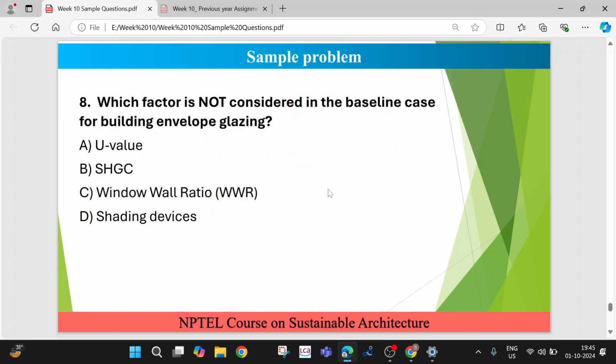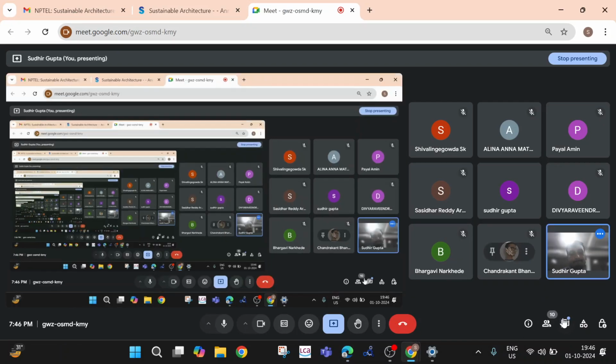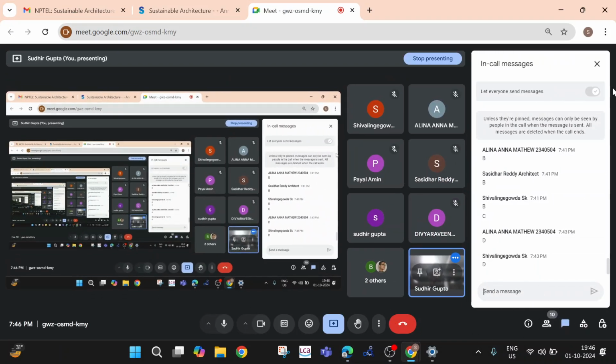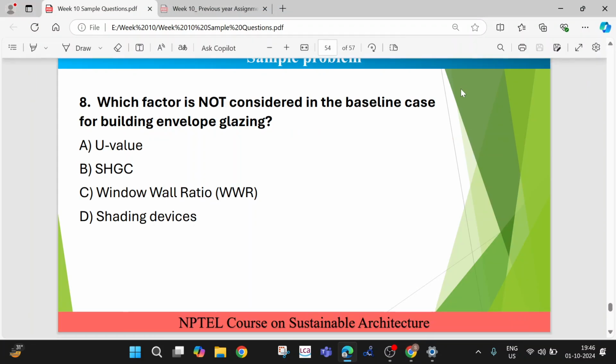Okay. Which factor is not considered in the baseline case for building envelope glazing? Baseline case. So which option do you think to be the right one? Option D. So D is the right answer for this question.